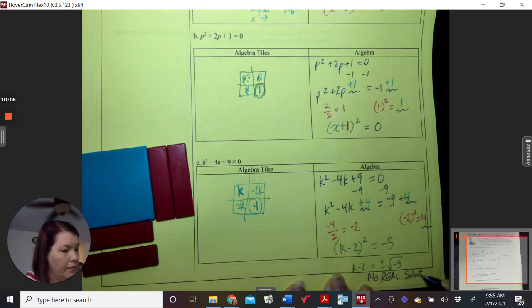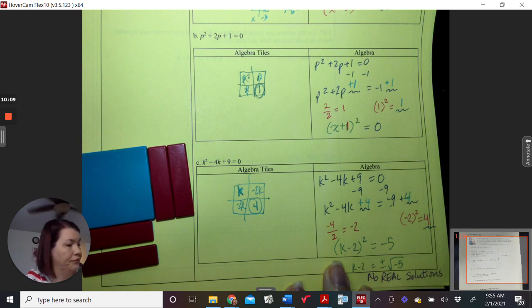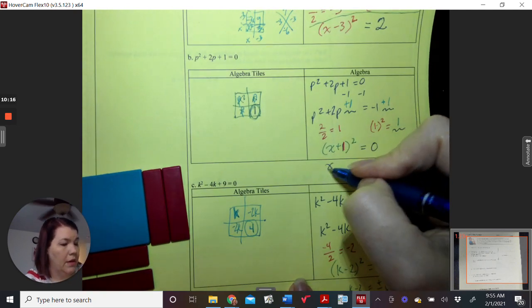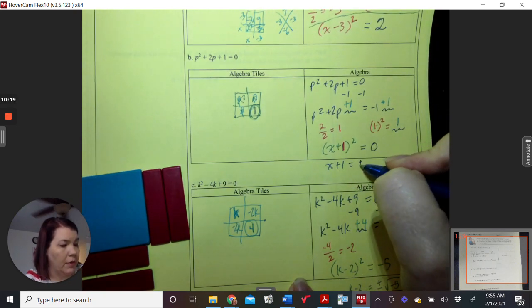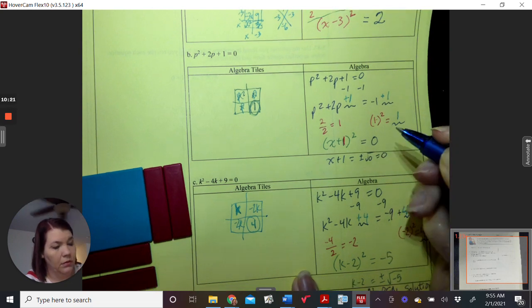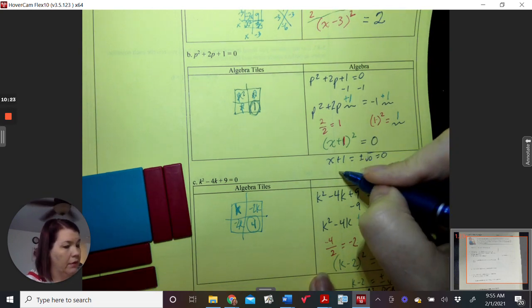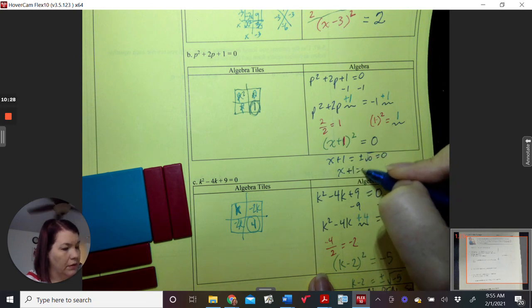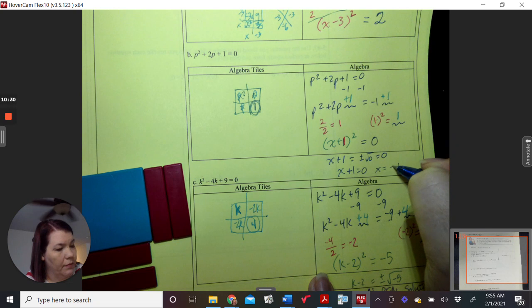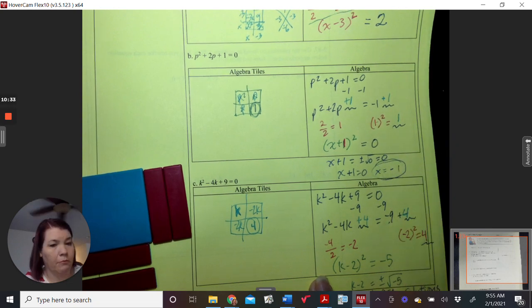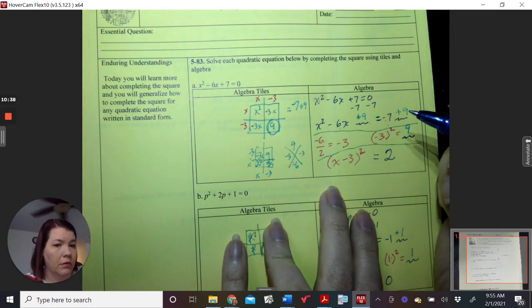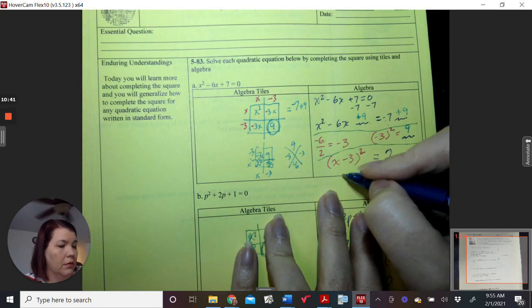Here, take the square root of both sides. X plus 1 equals plus or minus radical 0, which is just 0, because it's not positive or negative. X plus 1 equals 0. X equals negative 1. And then this one, go ahead and solve that one on your own. Take the square root of both sides, plus or minus radical 2, add 3. X equals 3 plus or minus radical 2.